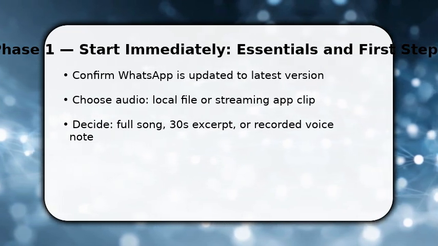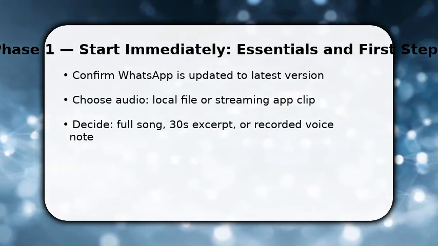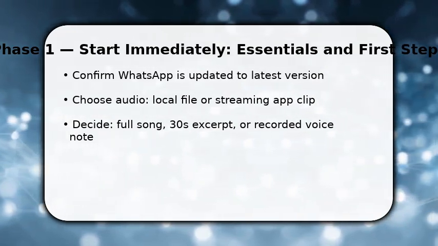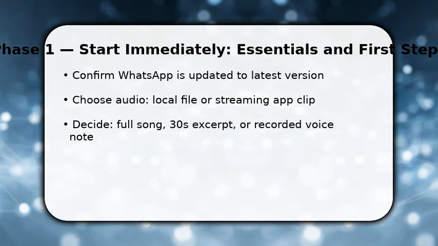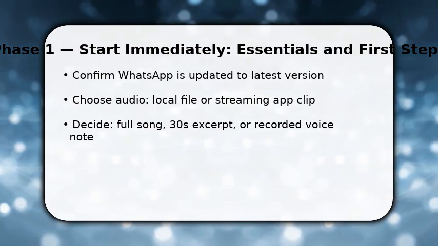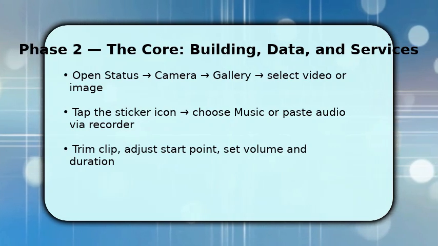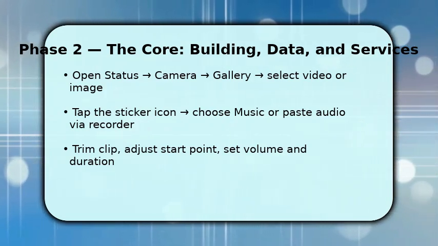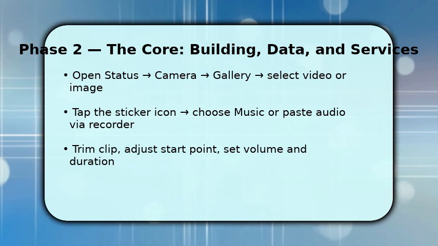This avoids format issues. Make sure the file length fits what you want to show, and note that cropping inside WhatsApp is possible before adding text or stickers. Next, you place the audio onto the status. If you have a video with sound, select it and preview.